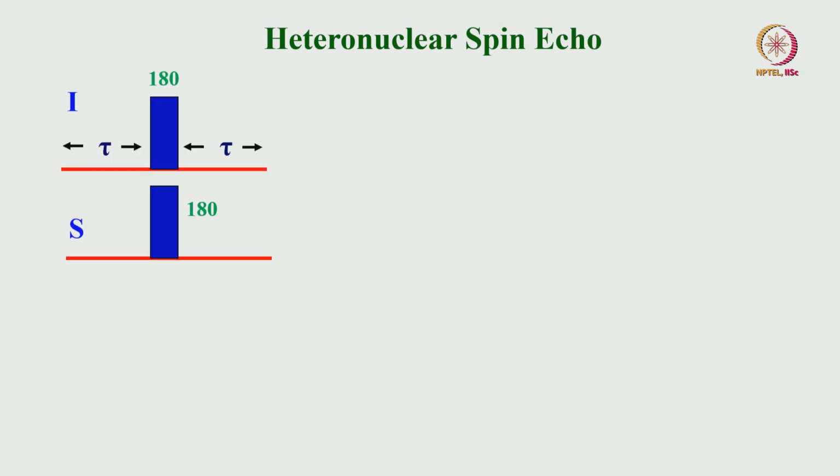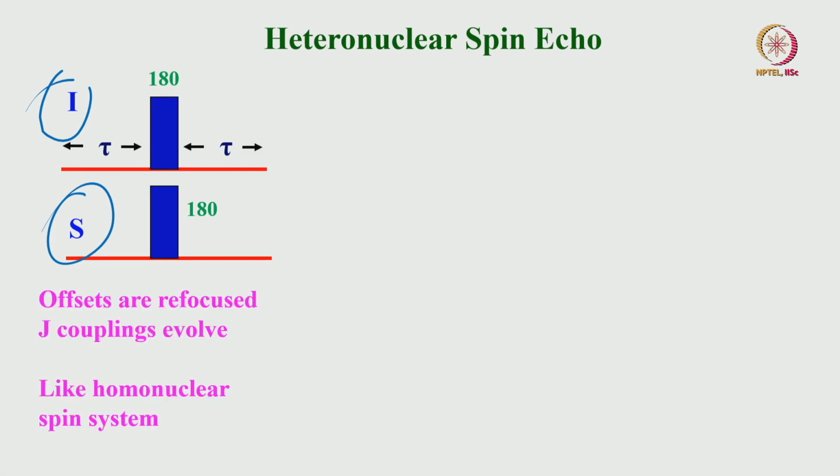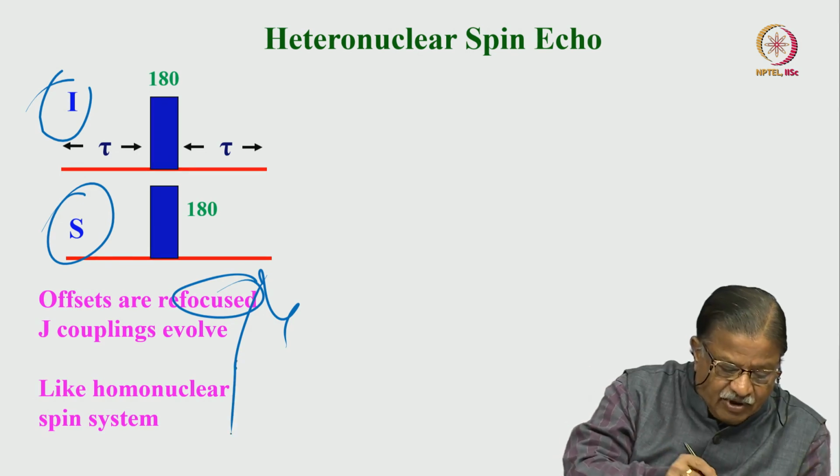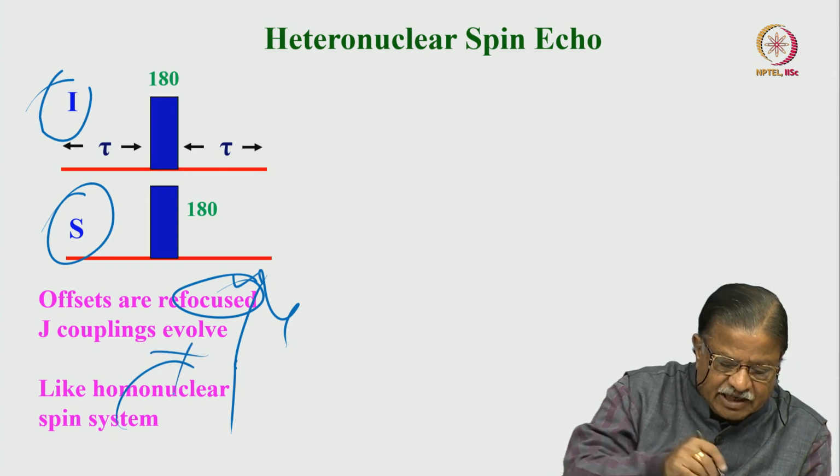So the heteronuclear spin echo is like this. This is a situation where I am going to apply a 180 pulse both on I spin and S spin. I and S are heteronuclear spins. Usually I is considered as proton, S as a heteronuclear spin, some other spin. Offsets are refocused, J coupling will evolve, it will not refocus. That is what I said. With a 180 pulse simultaneously on both, there is no question of refocusing of J coupling. Only chemical shifts get refocused, like in the homonuclear case. Like a homonuclear system, chemical shift refocuses, but J coupling will evolve.